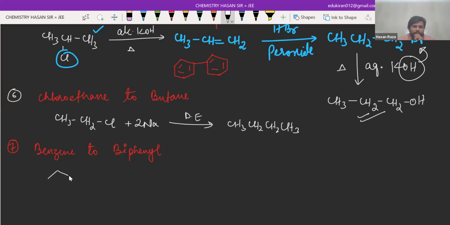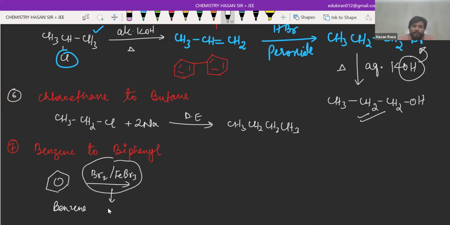So benzene it is. I'm going to write the benzene first. First, what you need to make is chlorobenzene, or halobenzene basically, a haloarene. So this is your benzene. First, I'm going to react this with Br2 in the presence of FeBr3, which is an electrophilic substitution reaction. Due to this reagent, there will be generation of Br plus, and this Br plus will attack the benzene ring.